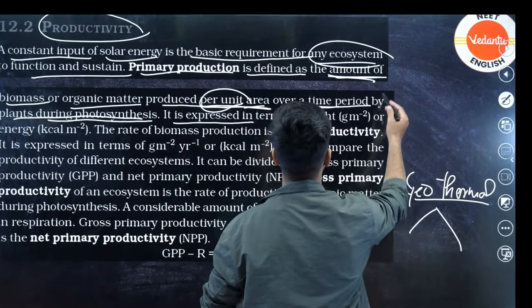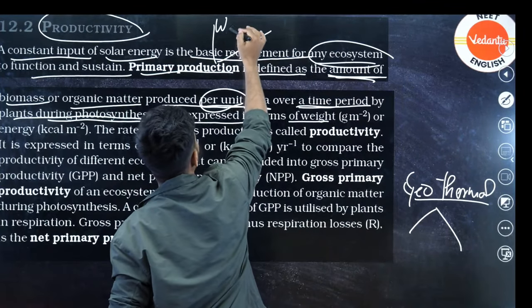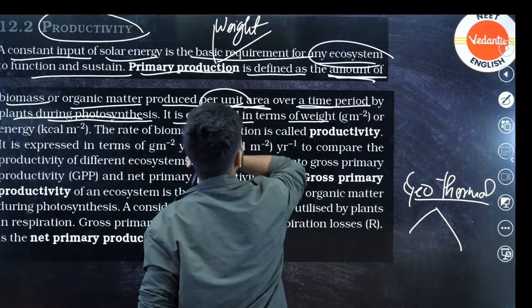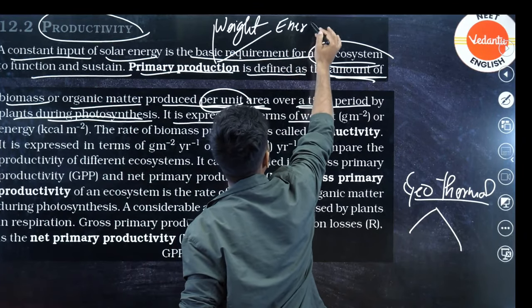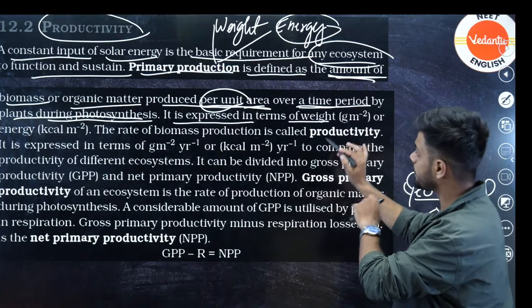Primary production can be expressed in two different manners. One is weight, the other one is energy. Primary production can be expressed in weight. Primary production can be expressed in the form of energy. Clear? Now, this is very important.